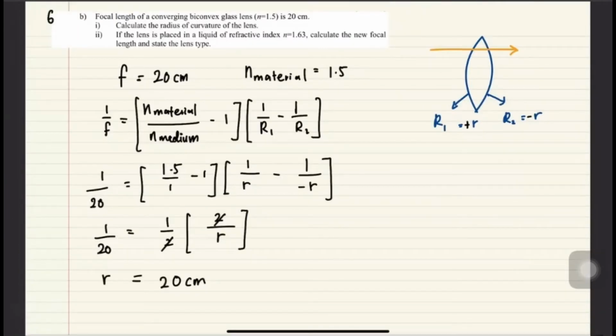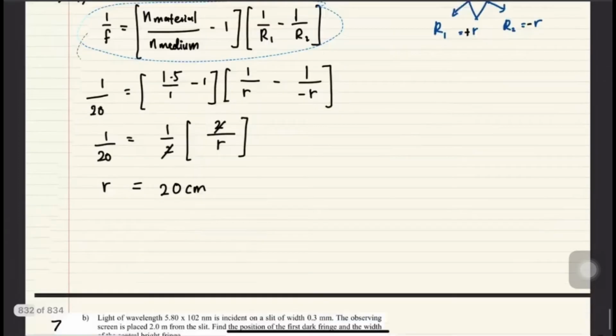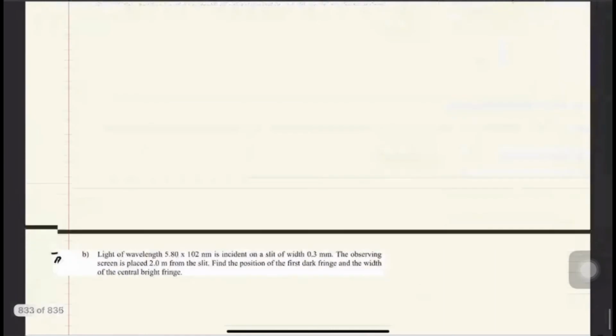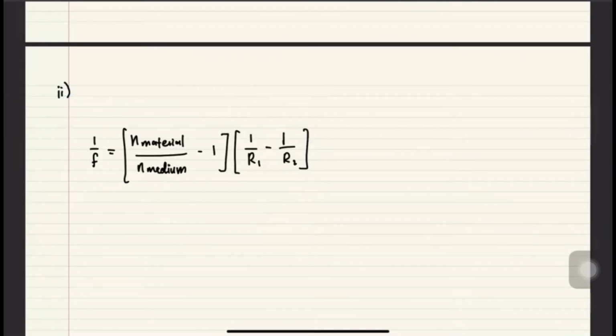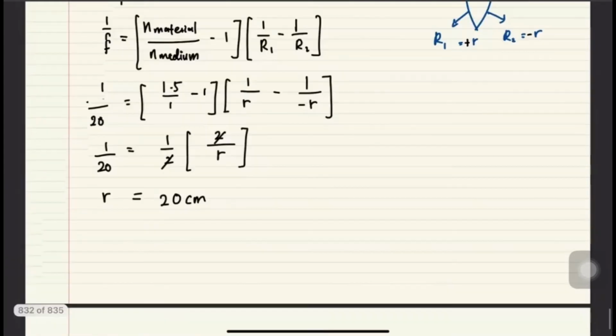Okay, sir. Alright, and then dia kata if the lens now is placed in the liquid of refractive index, so B1, B2, dia kata now they put inside refractive index 1.63, calculate the new focal length and state the lens type. Okay, so basically kita masih lagi biconvex punya lens kan, yang tadilah R dia tu masih kekal, cuma I think soalan ni dia nak tanya focal length now becomes converge ke diverge, kita tengok. Sebab dia tanya tu masa lagi dia berubah lah agaknya lah. Number 2, kita what happen when N medium now becomes 1.63.